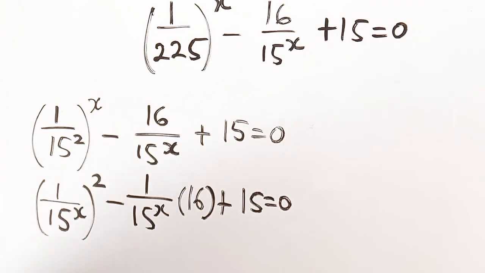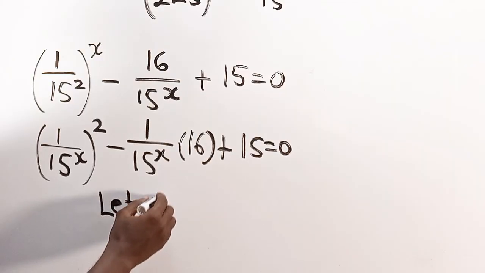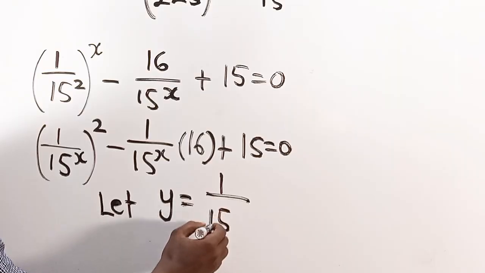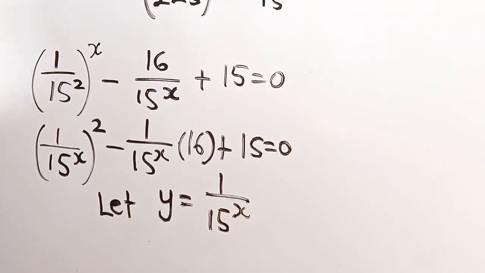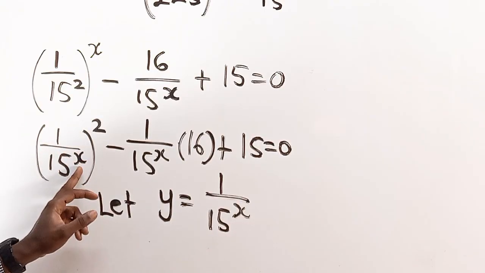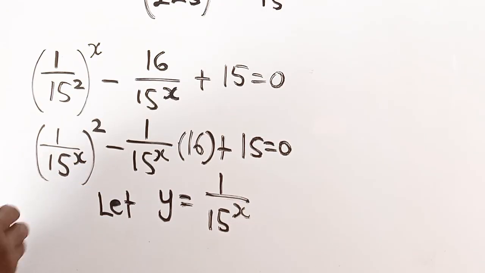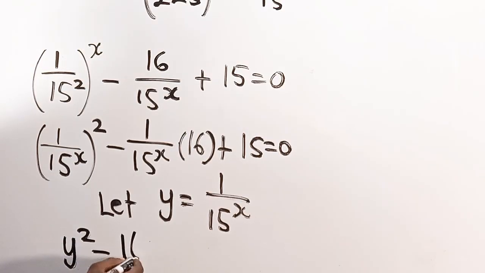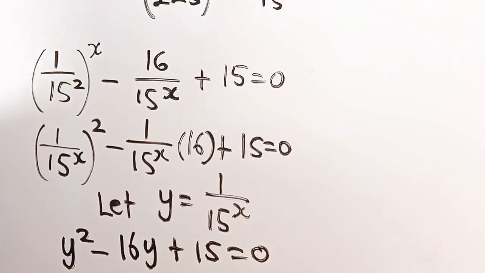Now if you look at this equation, you can see that we have something common: 1 over 15 to the power of x is common. So let y equal 1 over 15 to the power of x. That shows that anywhere we see 1 over 15 to the power of x, we replace it by y. So from there, we're going to have y squared minus 16y plus 15, everything equals 0.